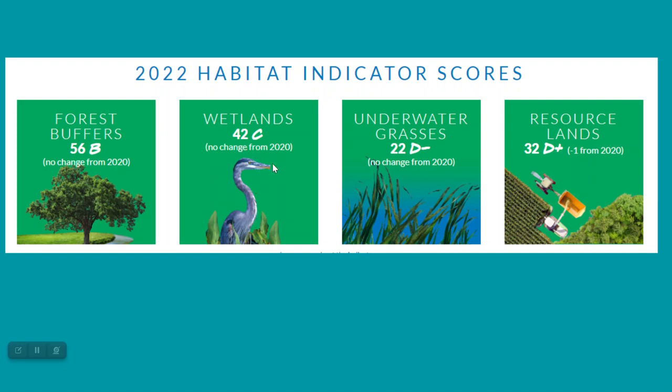Okay, we also have some wetlands where you might find a crane or an egret or something like that, a heron. And so the wetlands, we have a grade of C. For our underwater grasses, we have a grade of D minus. And for our resource lands, maybe like farms and things, we have a D plus. So with these scores, scientists might try to propose things that they think are being harmful to the Chesapeake Bay. And so they might suggest to government workers or to farmers or business owners ways that they can change their practices to try to improve the quality of the water that is draining directly into the Chesapeake Bay.